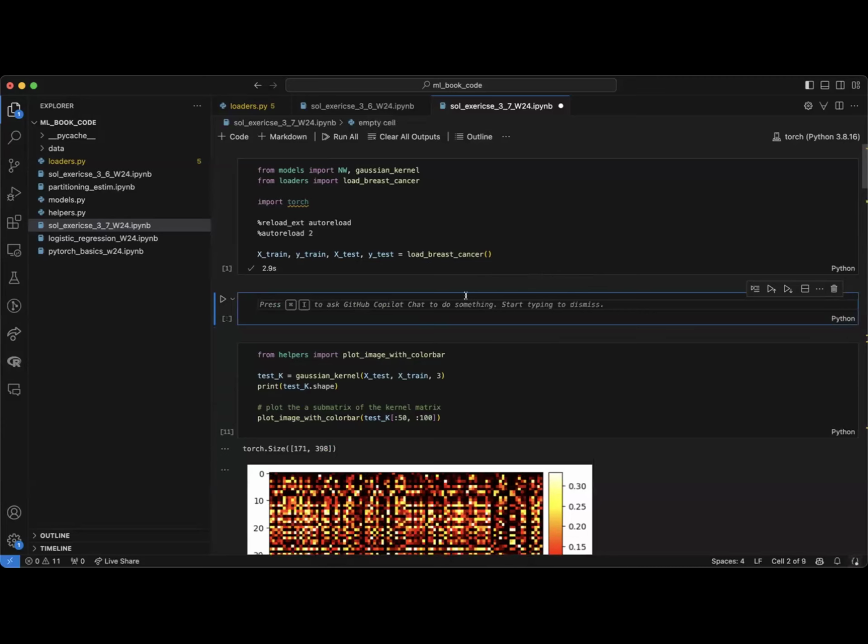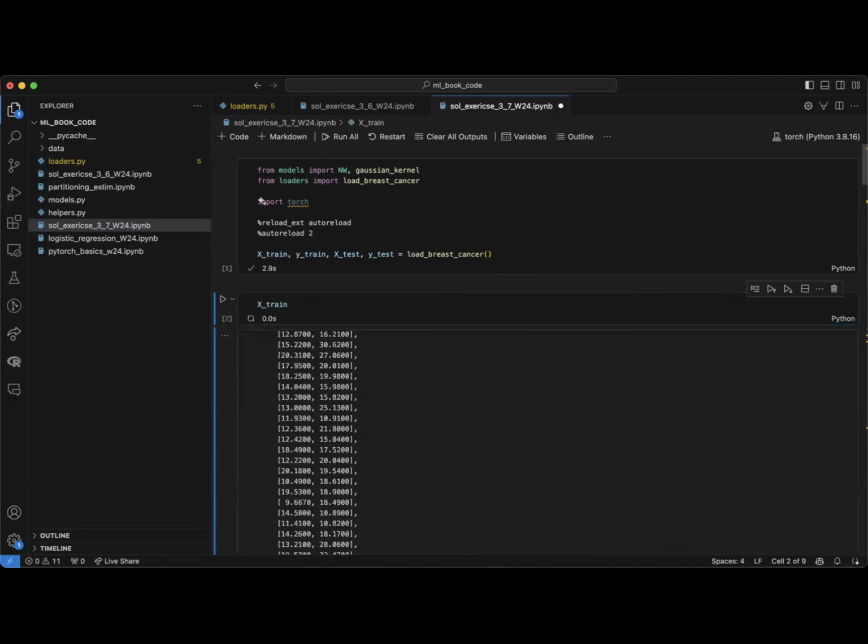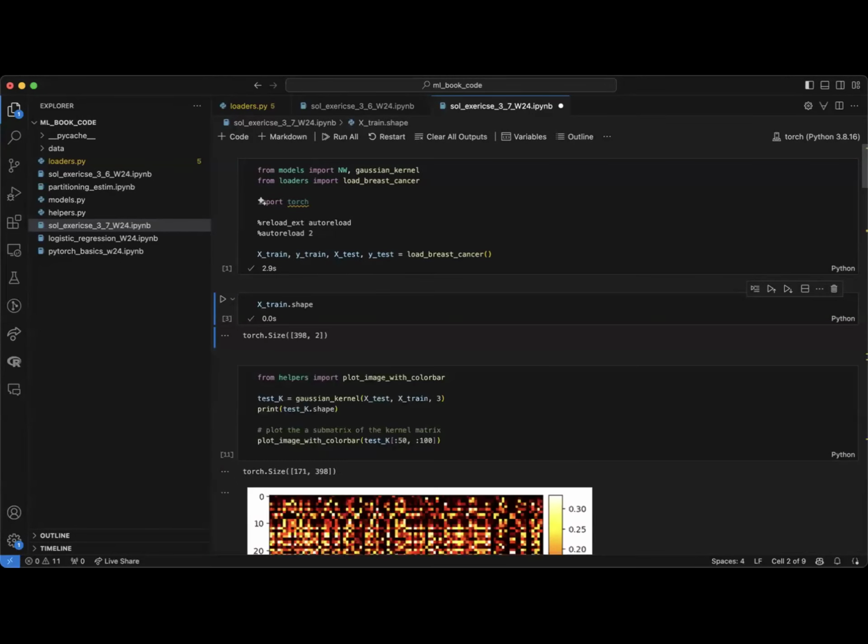Okay, it ran and you can see X train, for example, is a torch tensor, and you can see the shape is 398. And then there's the X test, which is 171. So that's like M. And you wrote a function to load in the data in some other file? Yes.